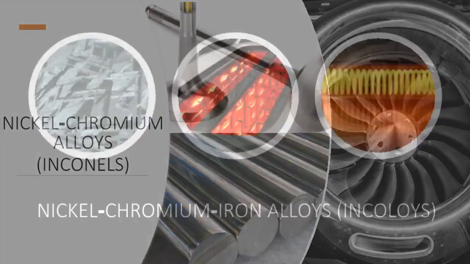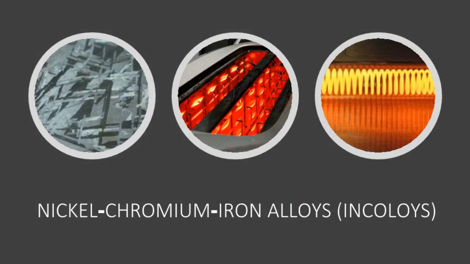Nickel-chromium iron alloys, inconels. The approximate composition of these alloys is 30% to 35% nickel, 20% chromium, and 45% iron, with small amounts of other elements. Inconels are used as electrical resistance alloys. For example, in heating elements and toasters.